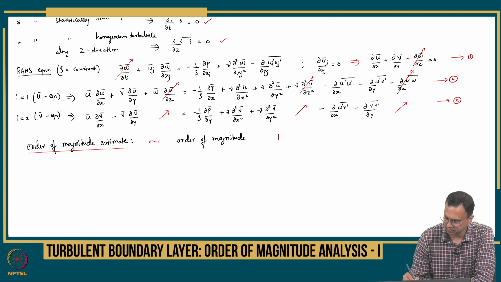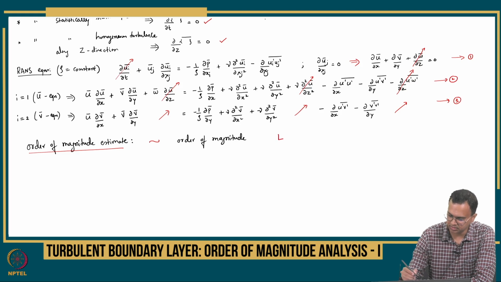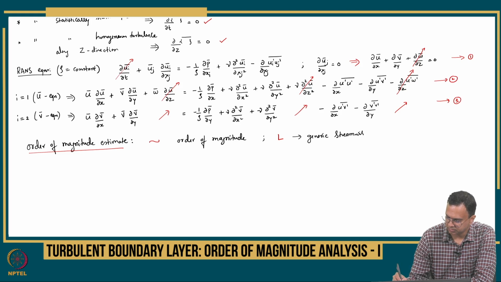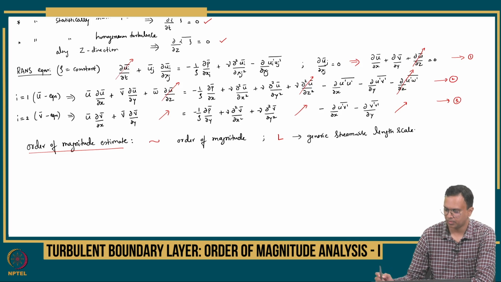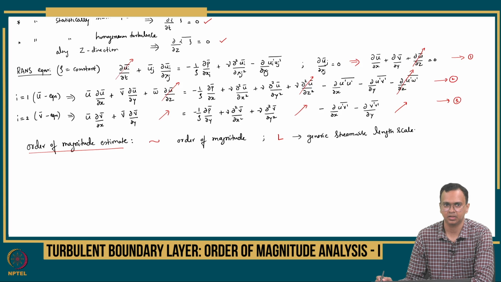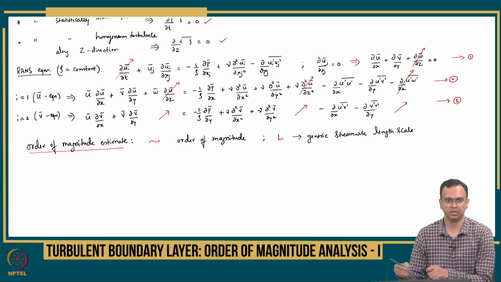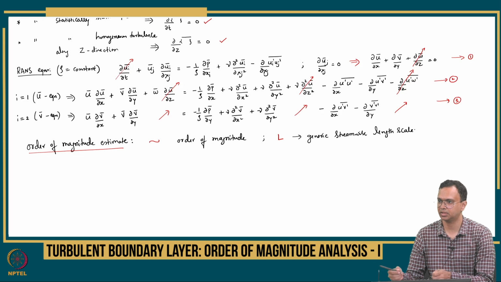So I will take this as a generic streamwise length scale. You all understand what is a length scale? Velocity scale, time scale, right? I mean, we are using scales here to determine whether it should be in feet or in meters. So we use a particular scale to analyze.